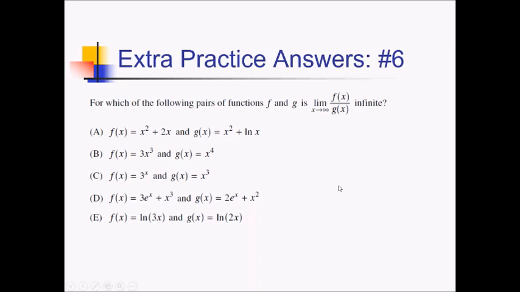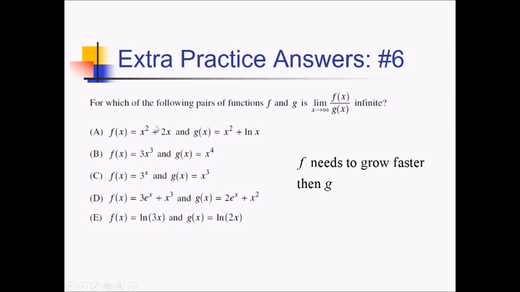On this one, we're asking for which pair of functions f and g is the limit as x approaches infinity of f of x over g of x infinite. So if this whole thing is coming out to infinity, it must mean we have a top-heavy function, which is to say we need f to grow faster than g. So keeping that in mind, let's look through all the answer choices.